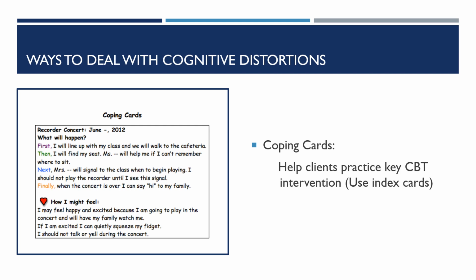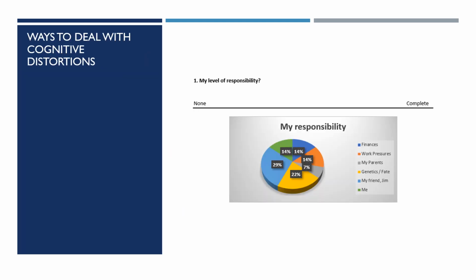Just basically write down all the cognitive and behavioral coping skills that you would use, as a reminder for your clients to practice those skills outside of there.